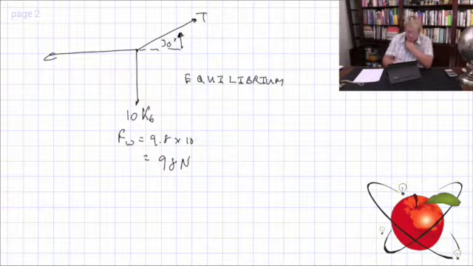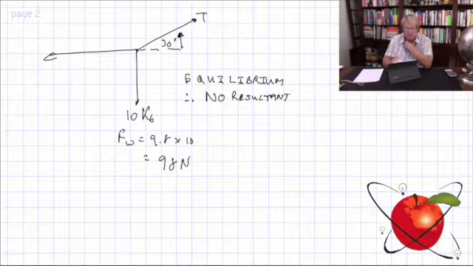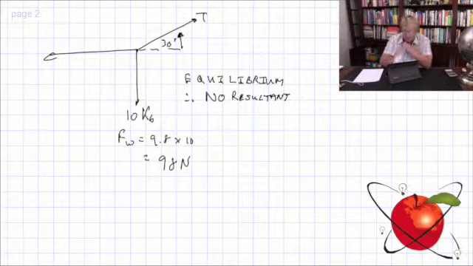Next question. There's now not going to be a resultant, is there? Because it's not moving. So we say, therefore, no resultant. There can't be, in equilibrium. I'm not moving anywhere. I'm not going up or down. I'm not going left or right. Okay?